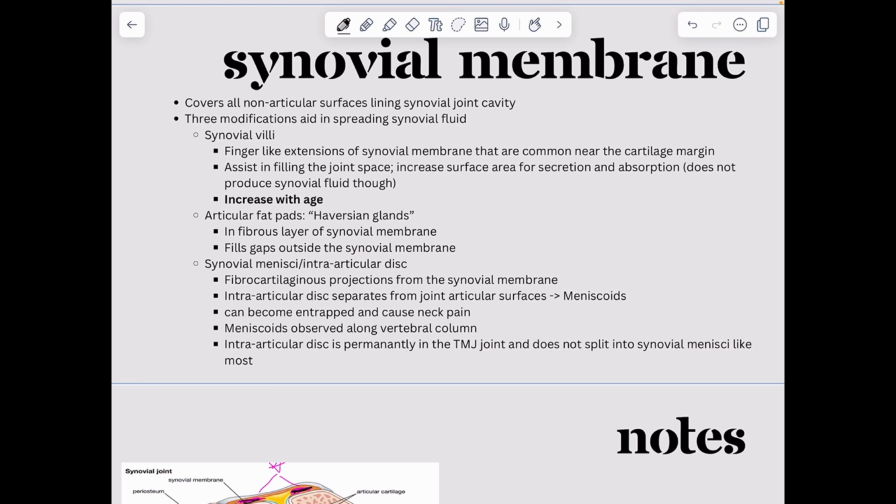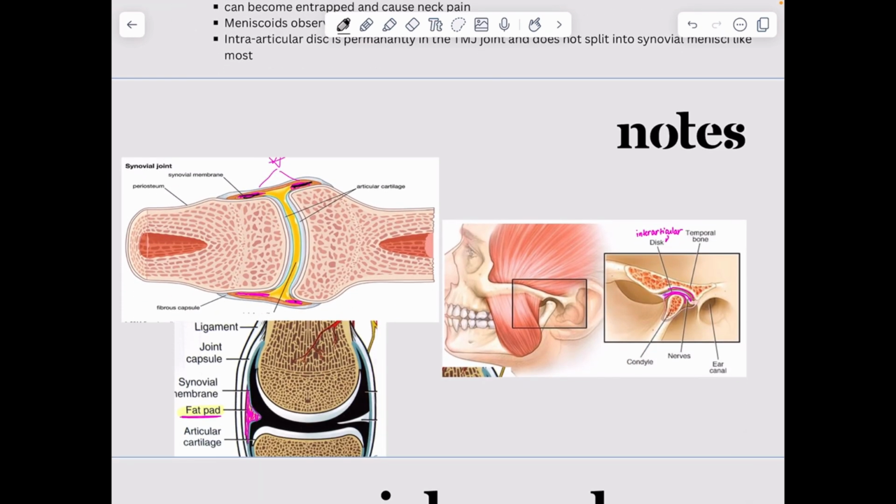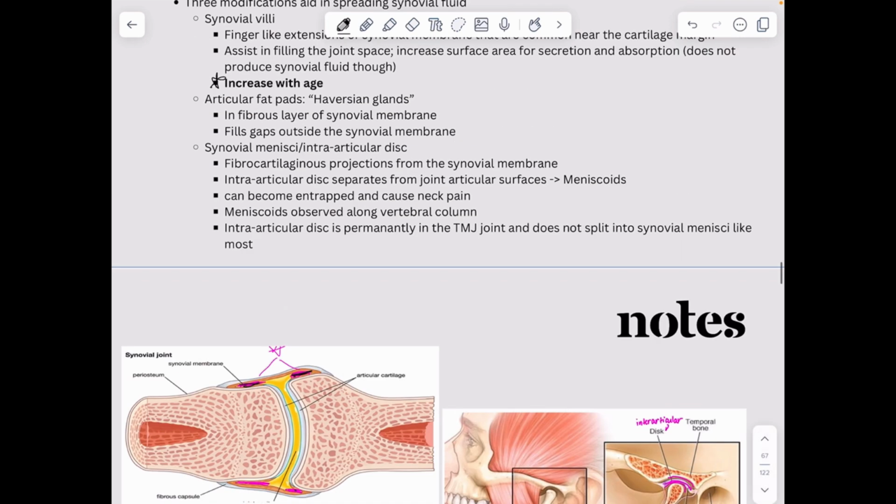The big thing to remember about synovial villi is that they increase with age. Like we had said that vertebral body height decreases with age, which makes sense. Synovial villi increase, so that's kind of weird, so remember that. Articular fat pads, Haversian glands, are just a fibrous layer of the synovial membrane, and it fills the gaps outside. Like that pink right there that I have colored in, that's going to be your fat pad.